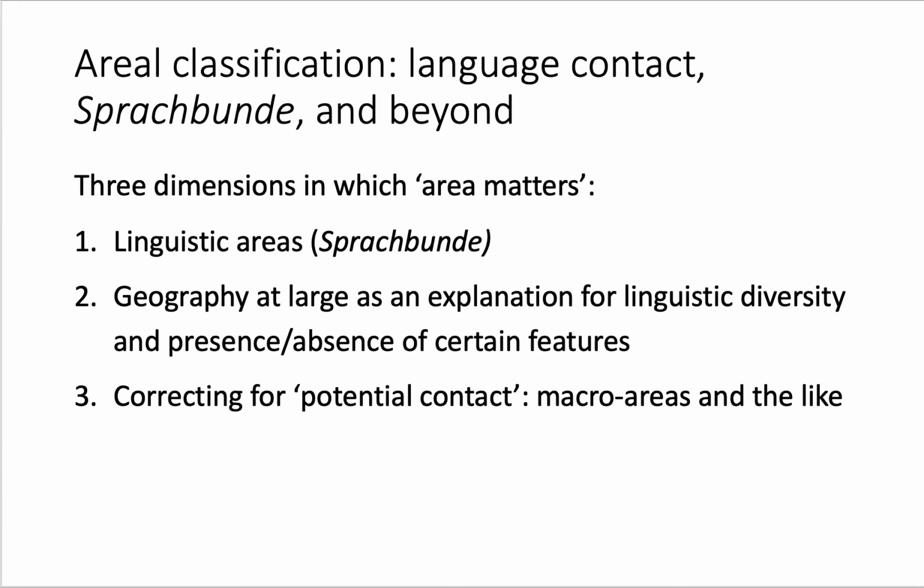and area as some kind of clue towards, or an explanation towards the presence or absence of certain features of languages. And then the third point here that goes beyond point number 1 is correcting for potential contact when we do linguistic typology, looking at what we might call sometimes macro areas. And that's the focus of this video. We're going to start by looking quickly at point number 1 and 2, and then we're going to go into point number 3 here.